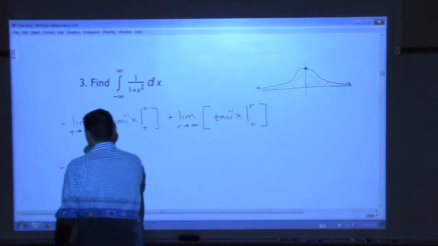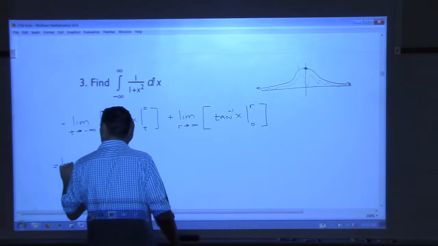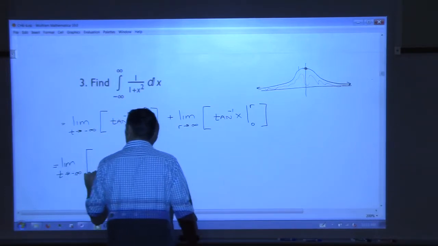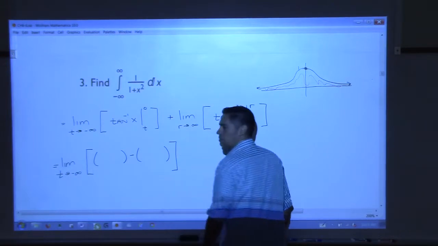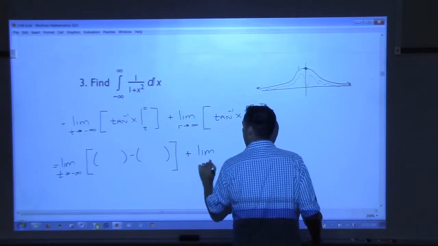Next step, rewrite the limit again. T goes to negative infinity. Now, for this first limit, I've got two things I need to put in here, right, and subtract. And then for the next limit, I also have two things I need to put in here and subtract.